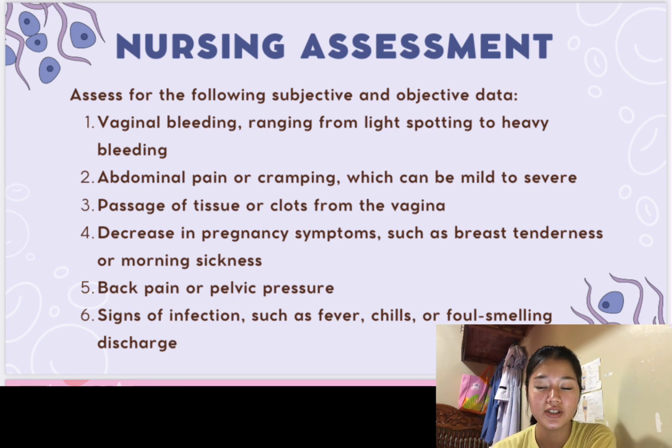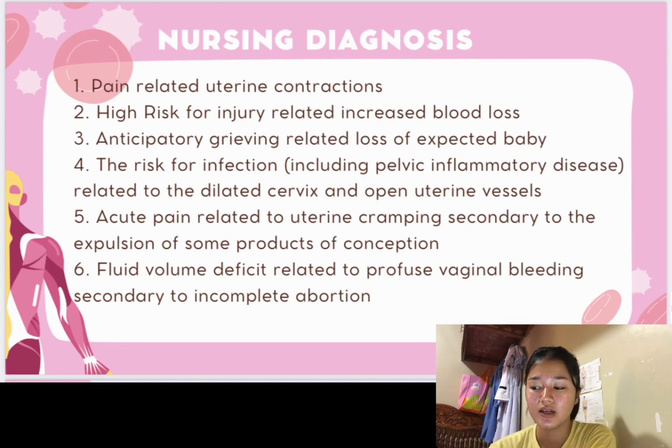Next is nursing diagnosis. Nursing diagnosis includes pain related to uterine contractions, and high risk for injury related to increased blood loss, and anticipatory grieving related to loss of the expected baby, since it is abortion, there's a loss, so anticipatory grieving from the mother.